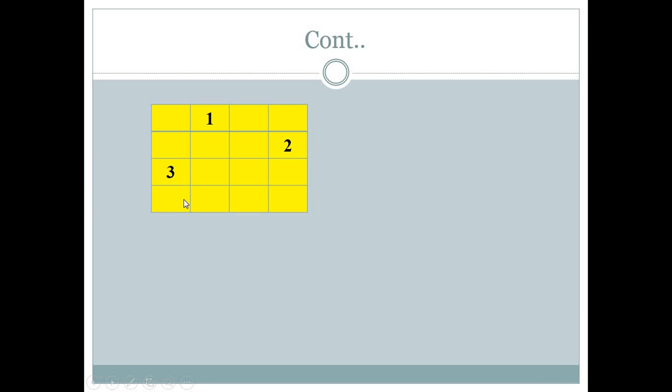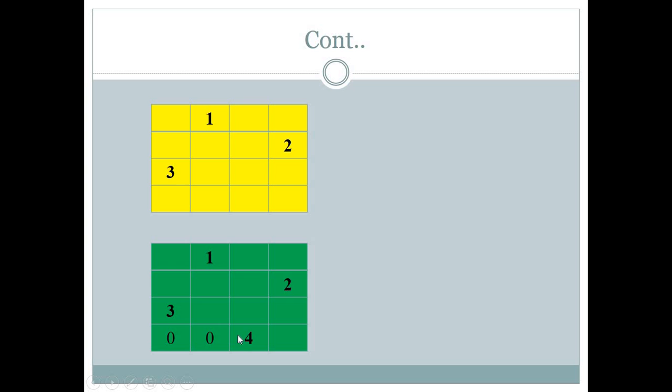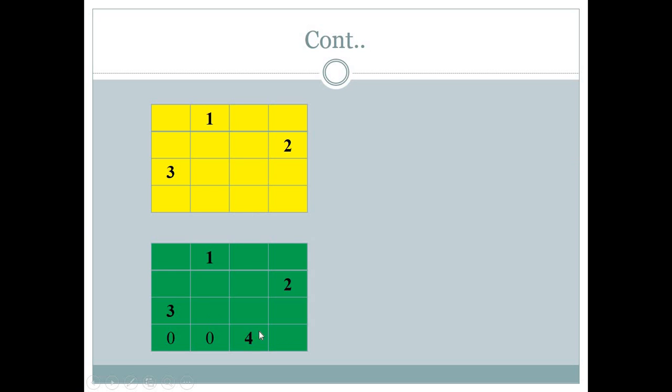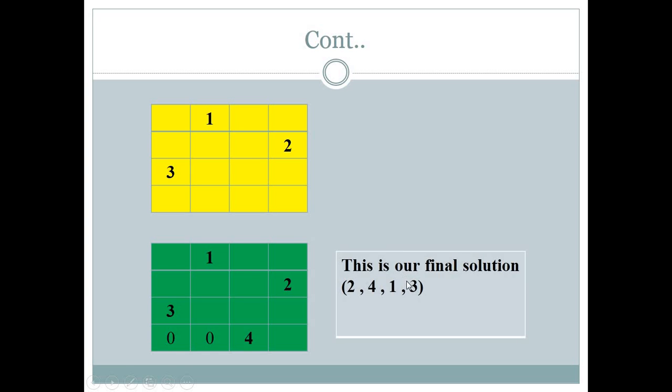And next, for the fourth row, we cannot put our fourth queen on these positions because this will be the column of queen 3, and this will be the diagonal of queen 3 as well as the column of queen 1. So we put our fourth queen on the third column. So this is the solution. We have put 4 queens on the 4 cross 4 chessboard. Here our solution is 2413, where 2413 are the column numbers and the indexes are our row numbers.